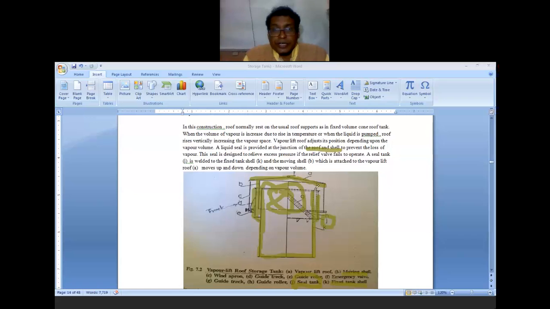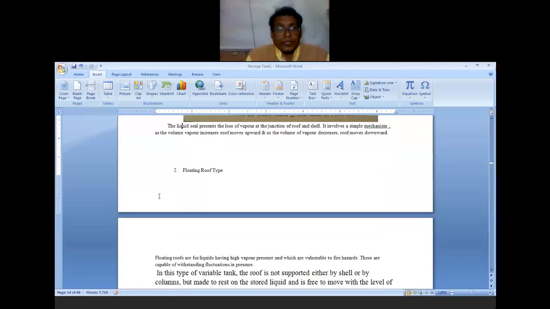A seal tank J, which is what I have explained, then fixed tank shell K, and the moving shell B that is there. So the liquid seal prevents the loss of vapor at the junction of the roof and shell. It involves a simple mechanism. As the volume of vapor increases, the roof moves upwards, and as the volume of the vapor decreases, the roof moves downward.